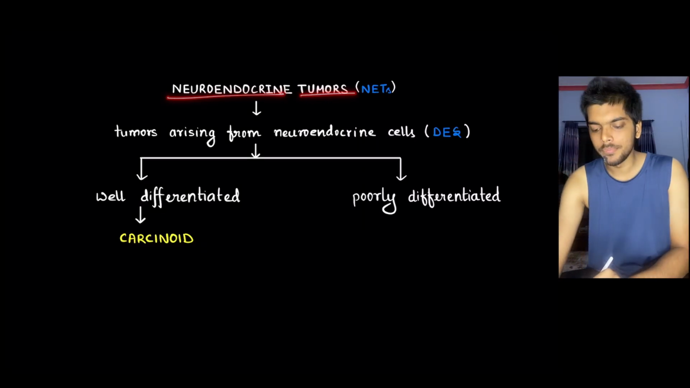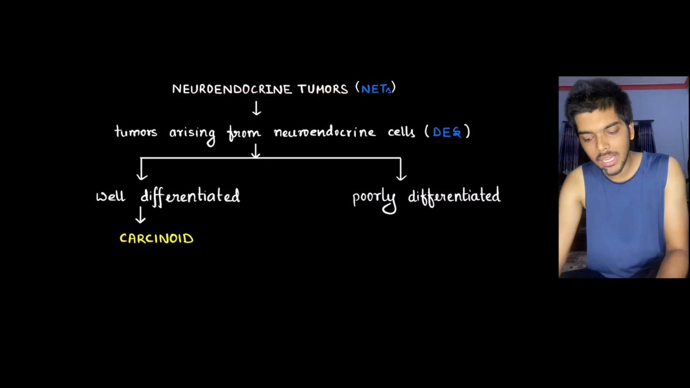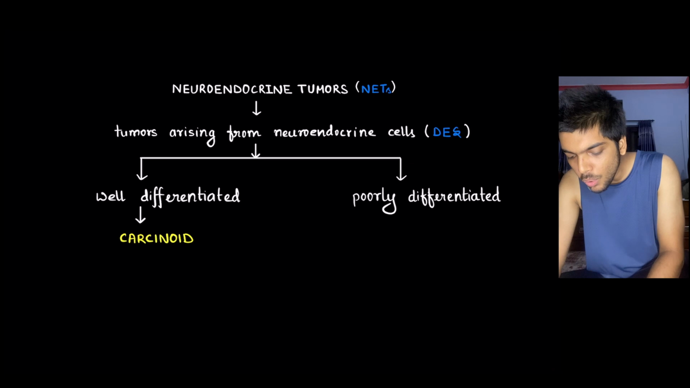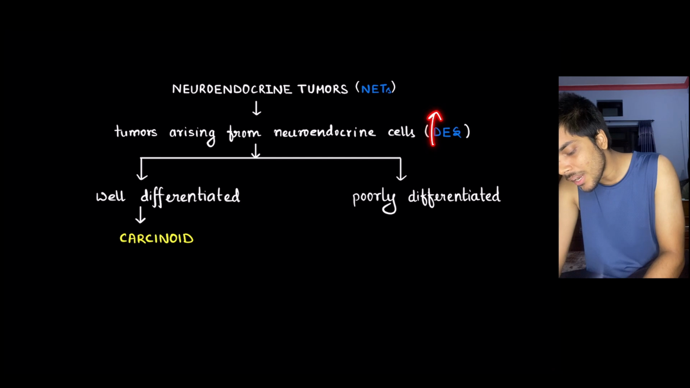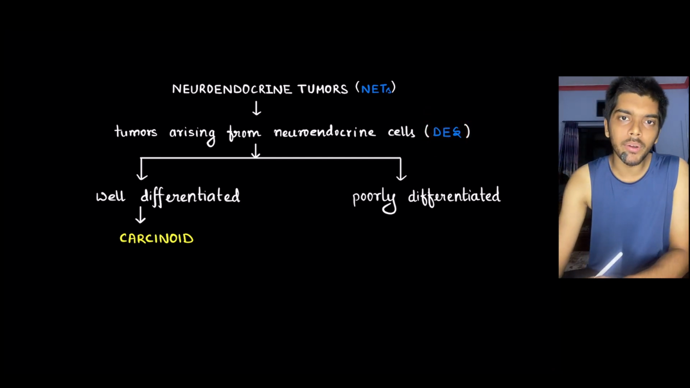Neuroendocrine tumors. Neuroendocrine tumors are the tumors of your neuroendocrine cells. Neuroendocrine cells are a part of the diffuse endocrine system. What is the diffuse endocrine system?